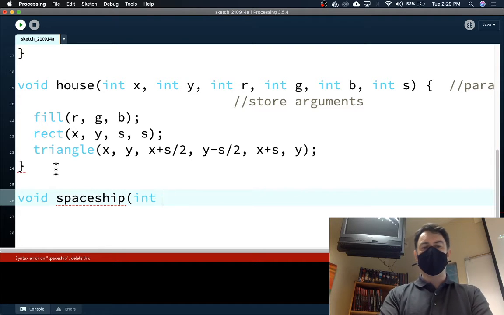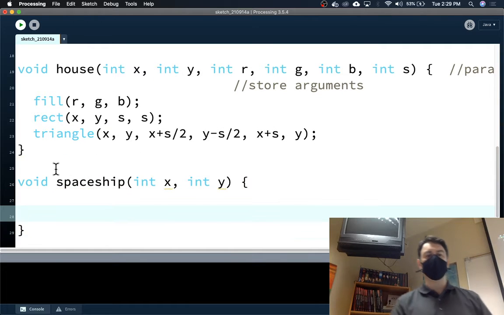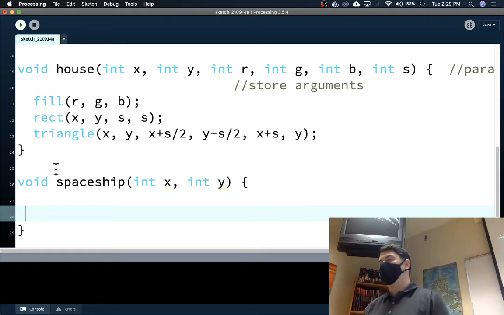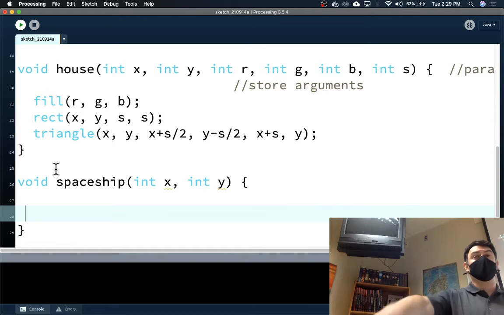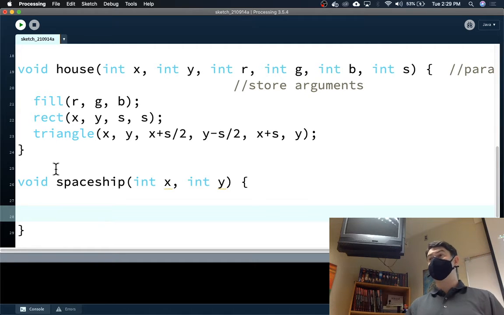And it's going to take in an x and a y for now. And that's going to be great. If you are feeling a little low on your creativity and you don't know how to draw a spaceship, then you can take a look at mine. But I'm going to go draw a really sweet spaceship, and I'm going to plan it out in another sketch. It's going to be a static sketch, so no void setup, no void draw. I'm just going to plan out its coordinates.